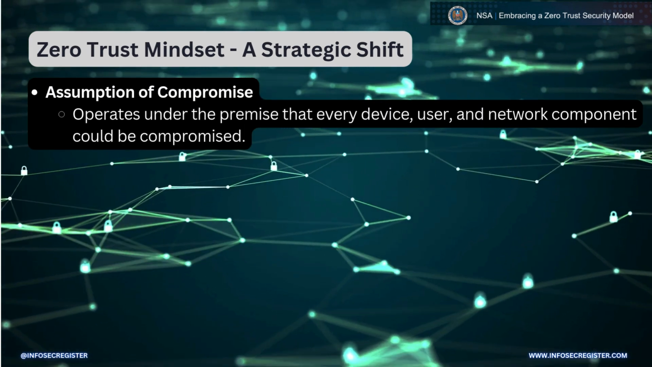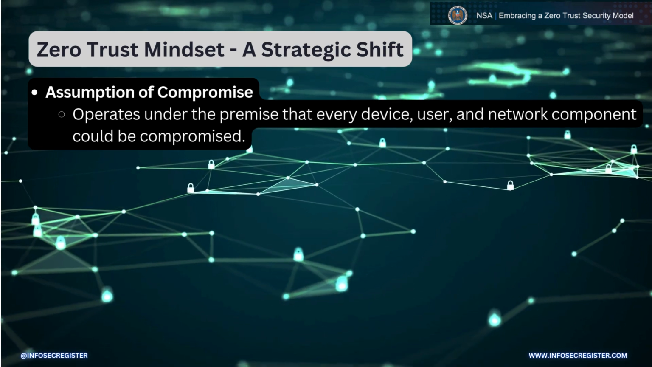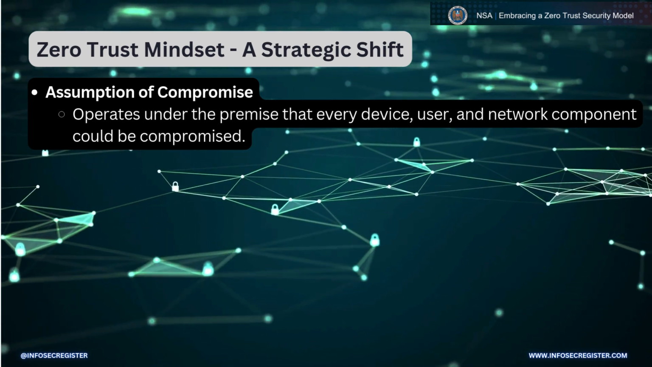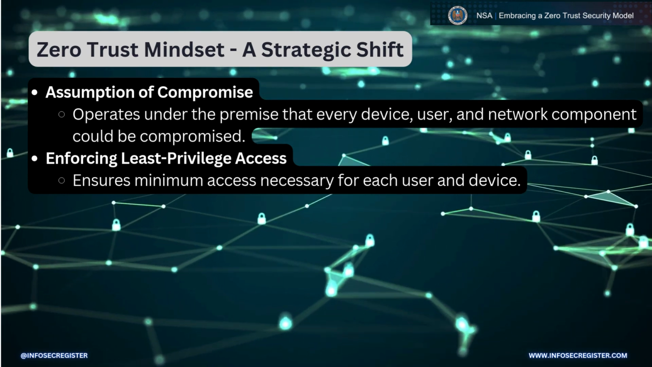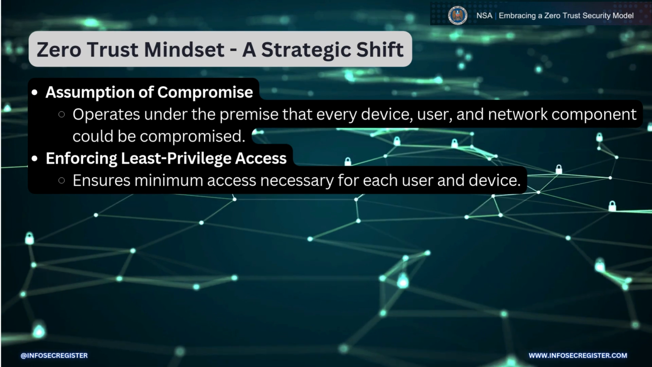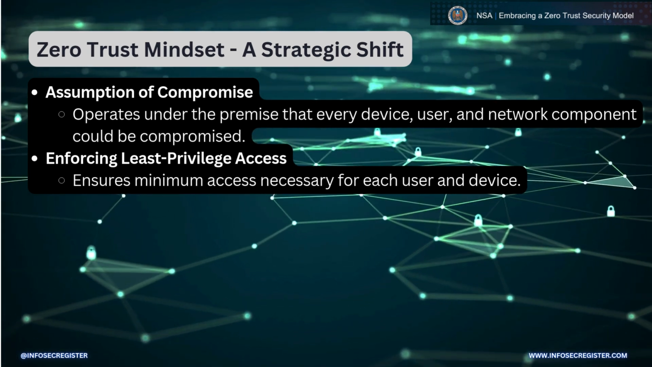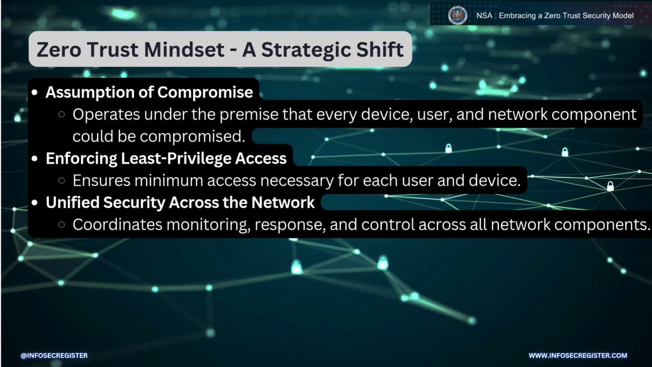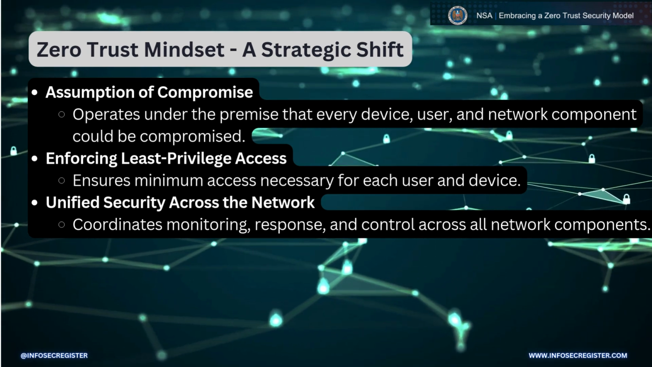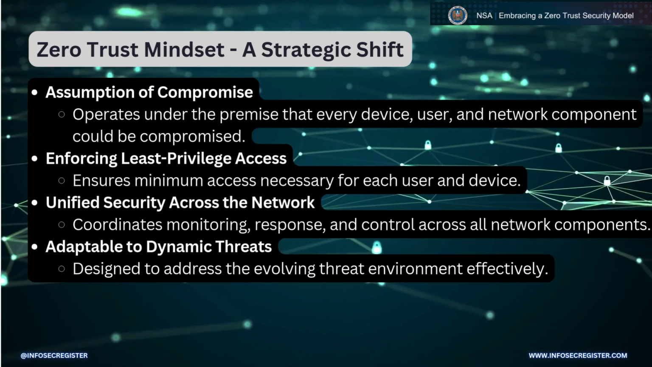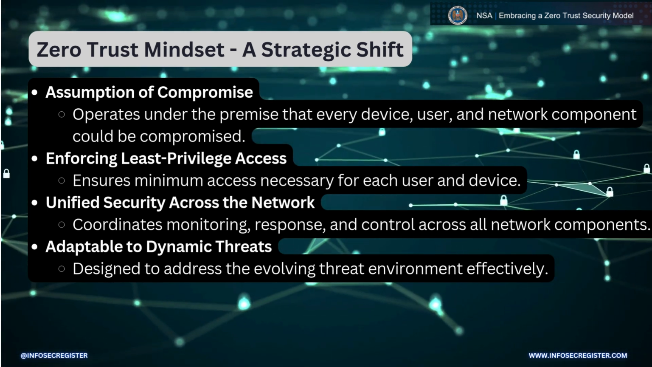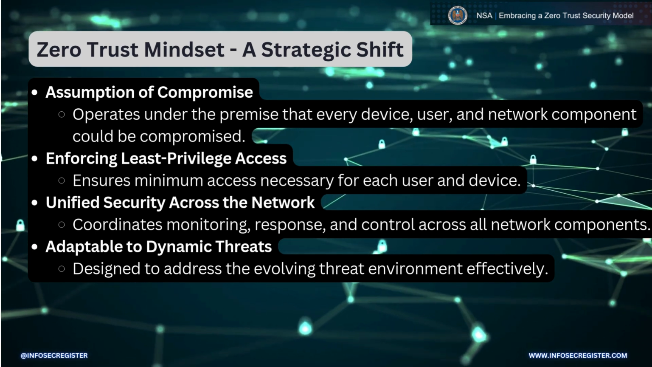Zero Trust assumes that every device, user, and network component could be compromised. This assumption helps enforce least privilege access, meaning each user and device only has the minimum access necessary to do its job. The Zero Trust mindset coordinates security across the entire network ecosystem, bringing together monitoring, response, and control in a way that addresses the dynamic threat environment we face today.